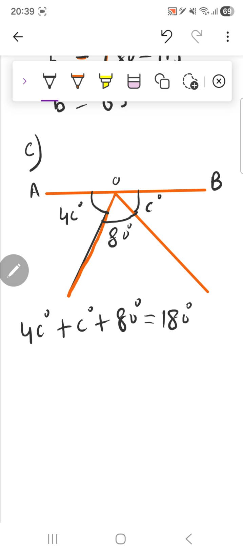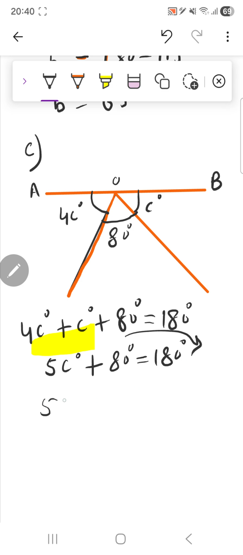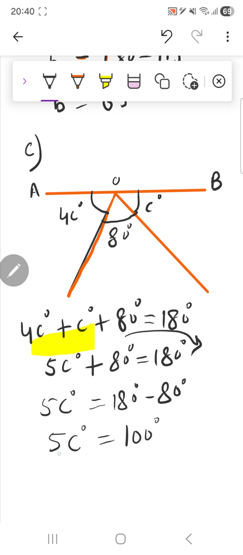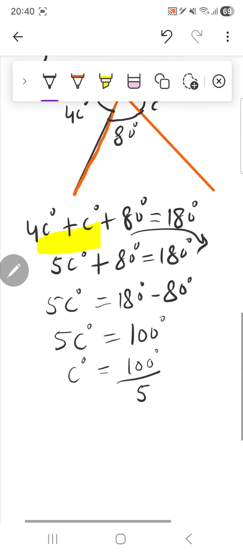Now in algebra you have read that 4C and 1C, you can add like terms. If variable is same, you can add it. So these two, you are going to add 4C and 1C equals 5C plus 80 equals 180. Again, you will bring this 80 to the right side, the sign will be changed, minus 80, 5C equals 100. Now here 5 is multiplying with C, so when you bring that to the right side, you are going to divide by 5. So C equals 20 degrees.